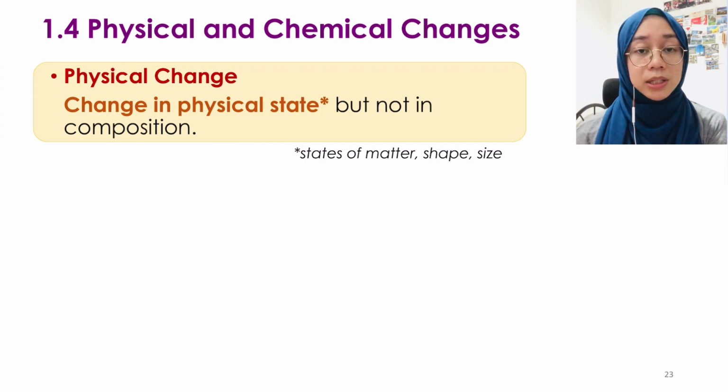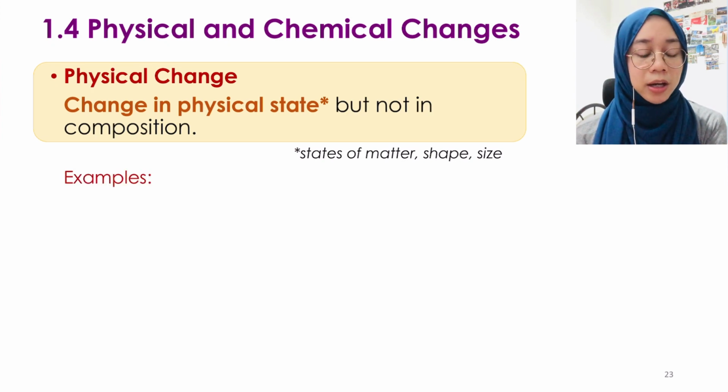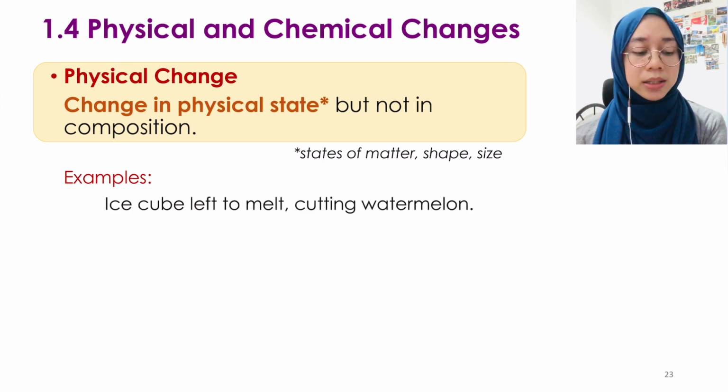So what about composition? Now kita try tengok dia punya examples untuk fahamkan what does it mean by not changing in the composition. So for examples, ada 2 dekat sini Miss bagi. So macam ice cube left to melt. Ice cube left to melt meaning it change in terms of the states of matter kan. Ice cube adalah solid and then bila kita biar dia melt, dia jadi liquid. Maksud itu berubah in terms of physical state dia.